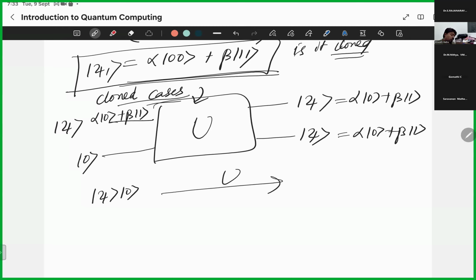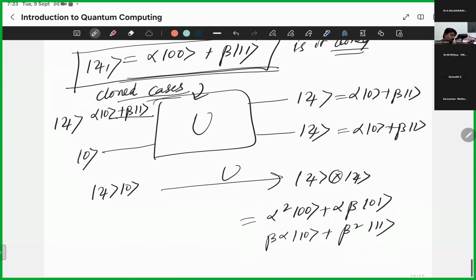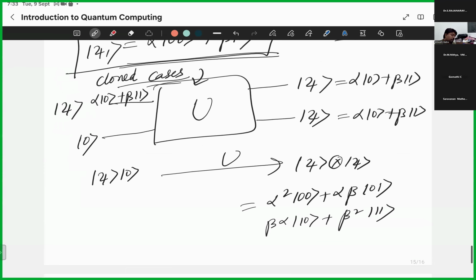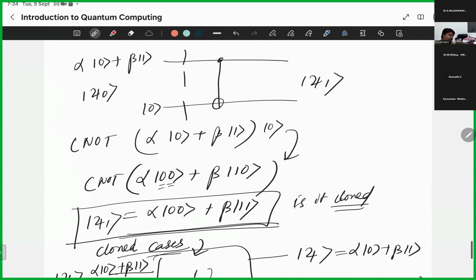What is the output? The output is psi tensor psi. Let me write down what the output is: alpha square |00>, alpha beta |01>, beta alpha |10>, beta square |11>. This is the output if I assume that there is some gate which does the cloning. But what is the actual case?